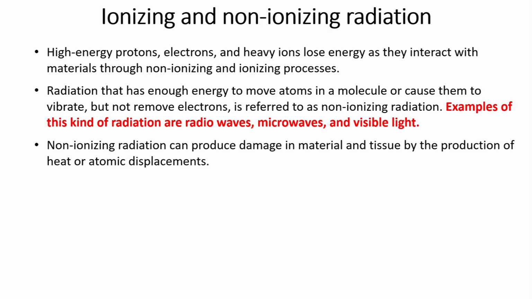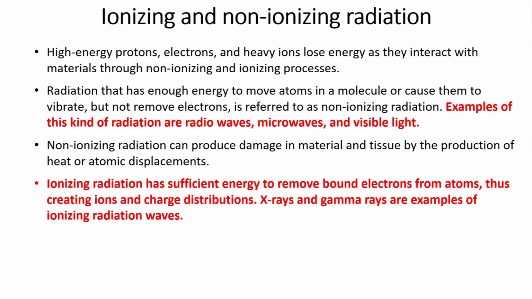As I said, non-ionizing radiation can produce damage in material and tissue by the production of heat or atomic displacements. On the other hand, ionizing radiation has sufficient energy to remove bound electrons from the atomic structure, thus creating ions and charge distributions. Examples of ionizing radiation are X-rays and gamma rays.